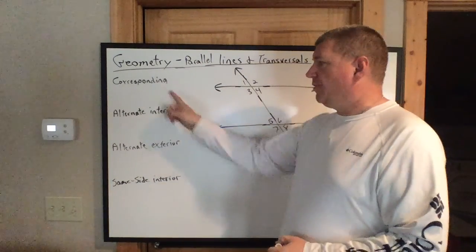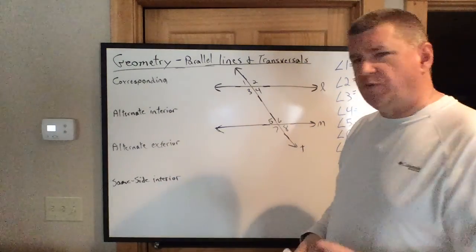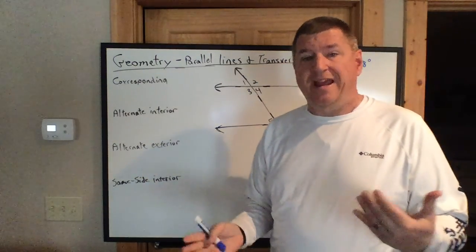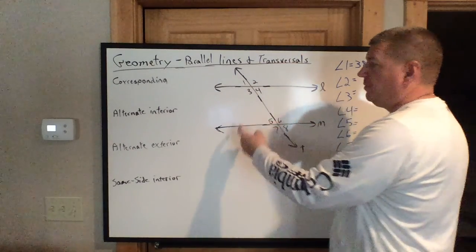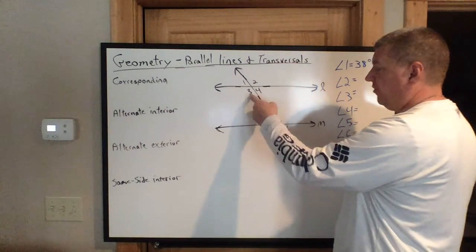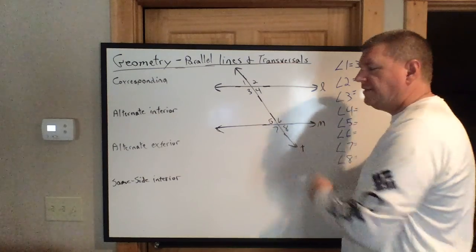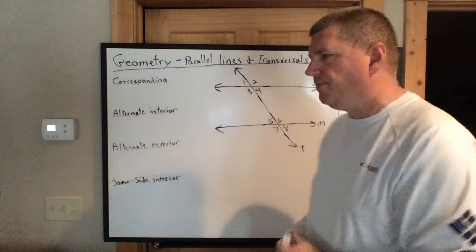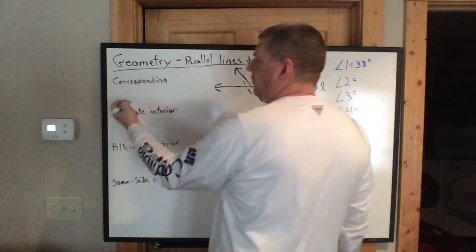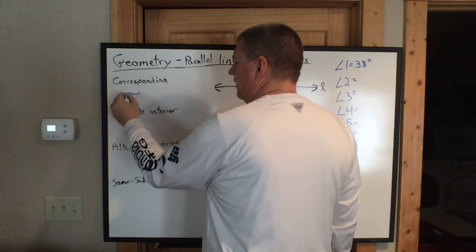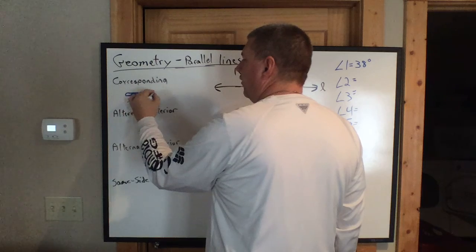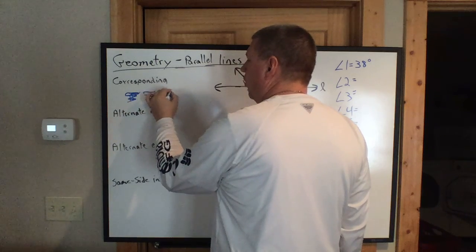Okay, our corresponding angles are the same angles in each cluster. So angle 1 and angle 5 are corresponding, angle 2 and angle 6, angle 3 and angle 7, angle 4 and angle 8. They're corresponding angles. And corresponding angles are congruent. How about congruent and or equal?